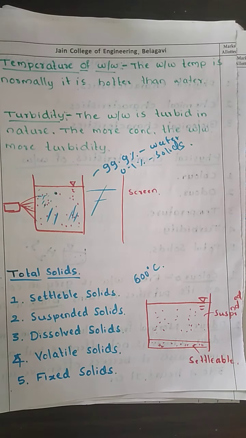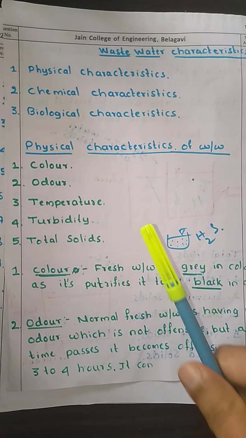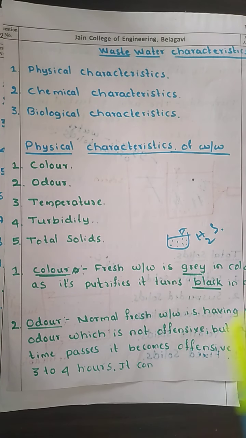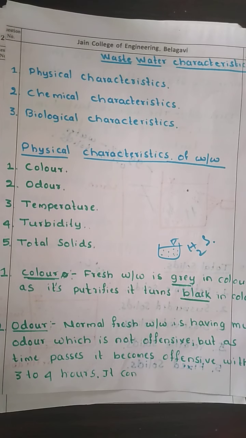So in today's class we have completed the different physical characteristics of wastewater. That is, we have discussed color, odor, temperature, turbidity and solids. So in the next class we will be discussing the chemical characteristics of wastewater.